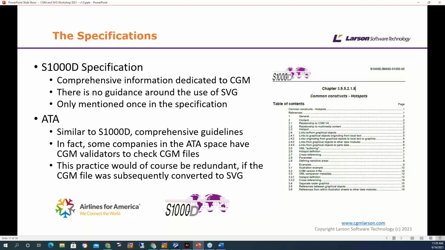ATA is similar to S1000D, so although some of the ATA projects are now using S1000D, there are legacy projects using the old specification, which again use CGM, and they had actual validators in place in some of the programs to check CGMs when they came in against the profile. So obviously, if you were converting to SVG, that practice would be redundant because there would be no validation.